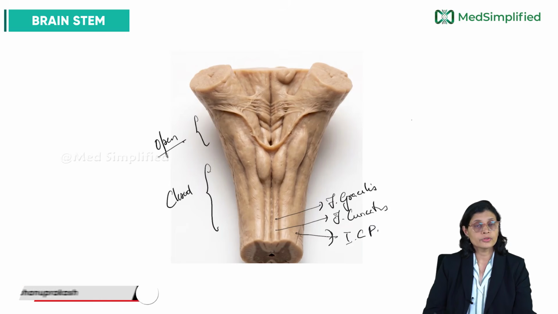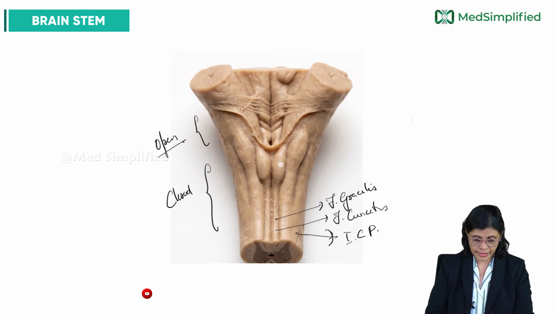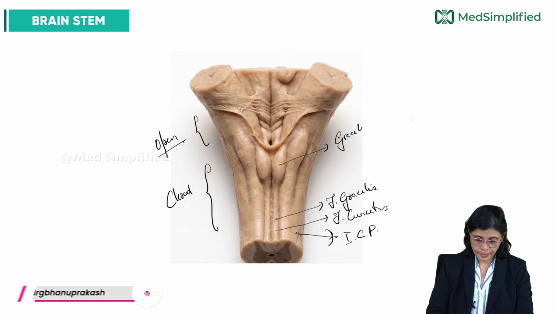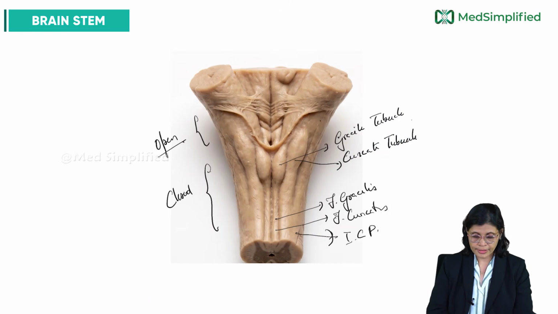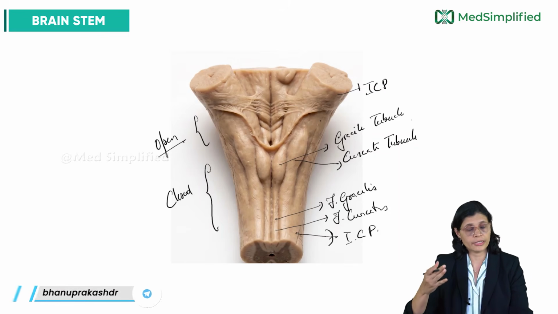peduncle. So these fasciculus gracilis and fasciculus cuneatus, as we trace them upwards, they form an expanded part, which we call the gracile tubercle, and the cuneate tubercle. And this is the inferior cerebellar peduncle, which will be connecting the medulla to the cerebellum.